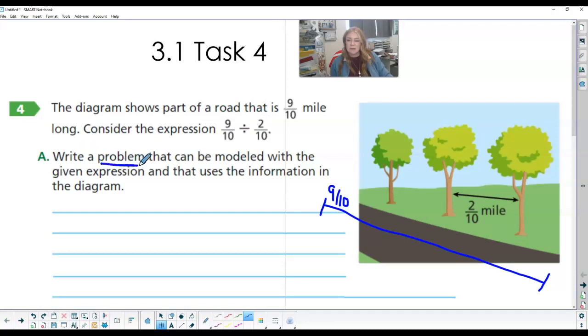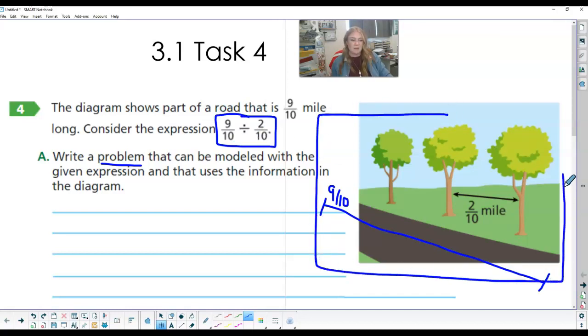So it first asks us to write a problem, so we're going to write that real-world story problem that can be modeled with this expression. So we're representing this problem in words, and that uses the information from this diagram here. So it has to represent our road and our trees here. As we're looking here, we know we have a road that is 9/10 miles long. That's the total of it.